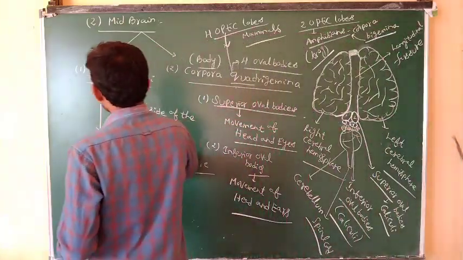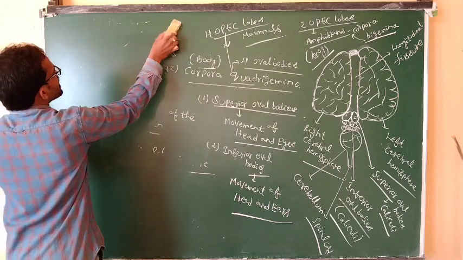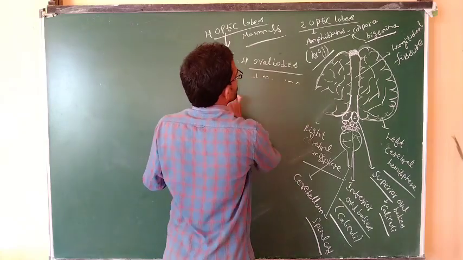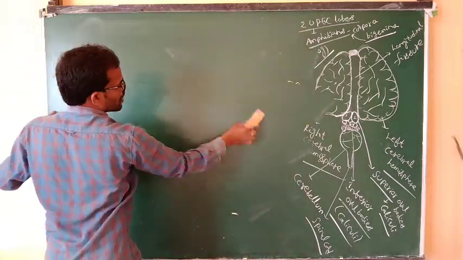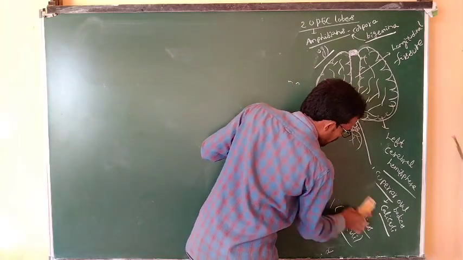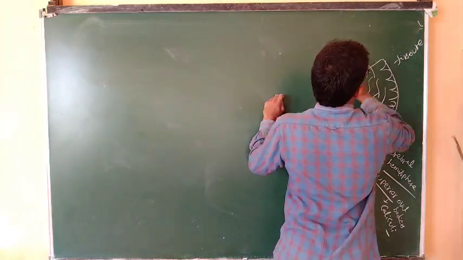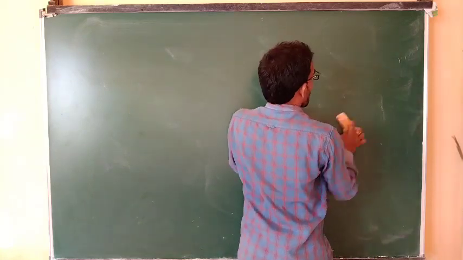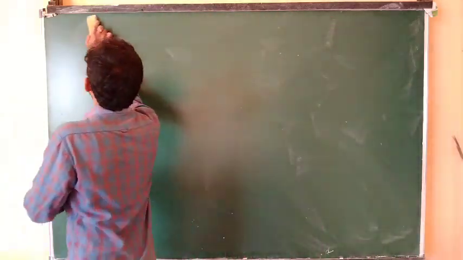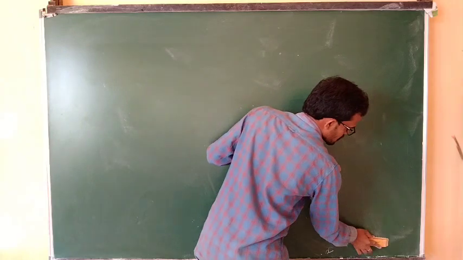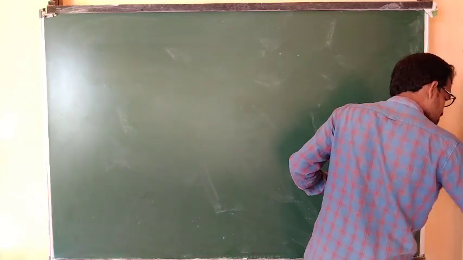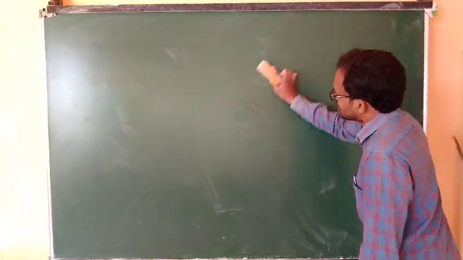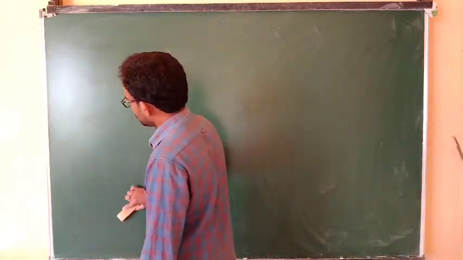Coming to the next important part, the third part of the brain. What is the third part of the brain? It is known as the hindbrain.